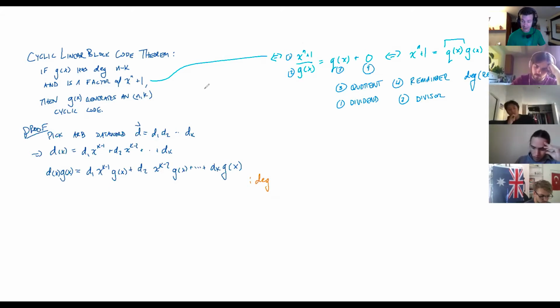Well, by assumption, g of x has degree n minus k. So d sub k times g of x is going to have degree n minus k. And if I multiply g of x by x to the k minus 2, if you multiply polynomials, you add their degrees. So let's add that to k minus 2. The k's will drop, and so this is degree n minus 2. And the same pattern will hold, and this will be degree n minus 1.